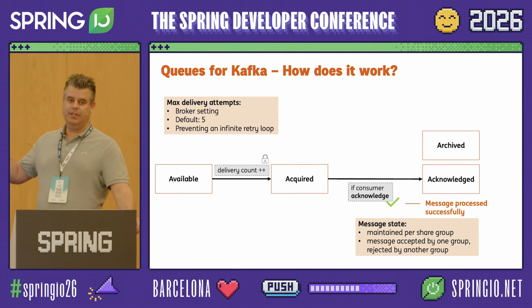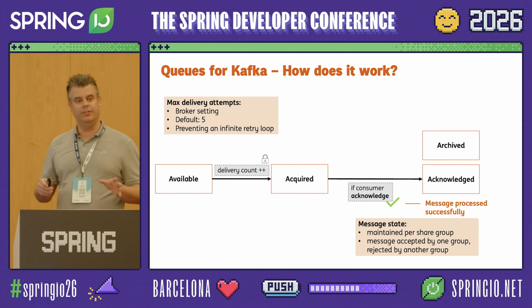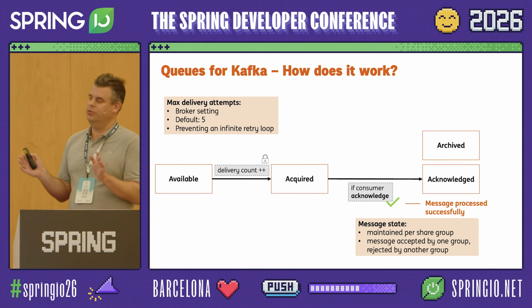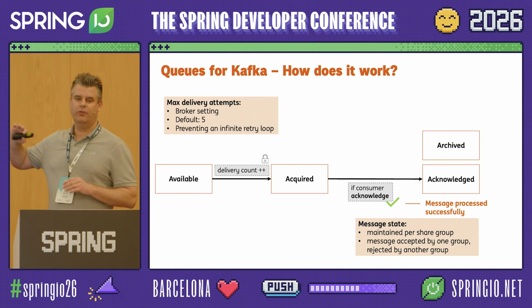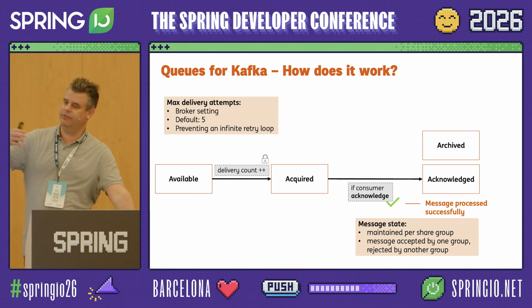Also, the state of the messages is maintained per consumer group, right? So one consumer group can acknowledge the message while the other one says, okay, for this use case it doesn't make sense and I will reject it. It's just like consumer groups, there can be multiple share groups for different use cases.